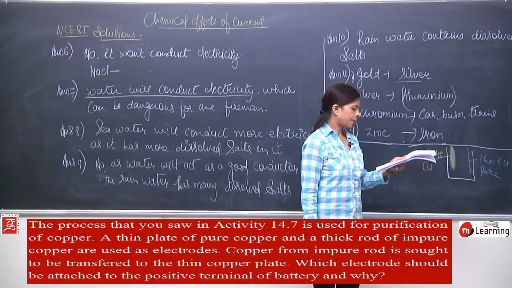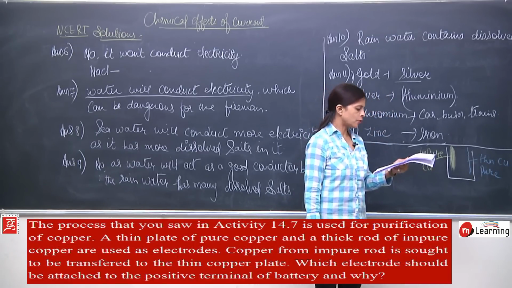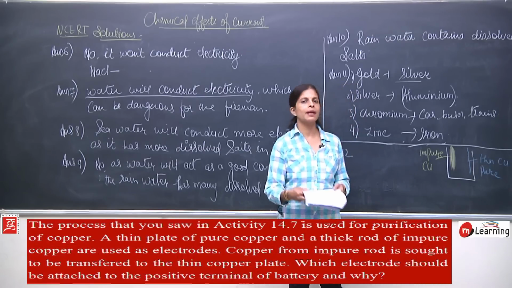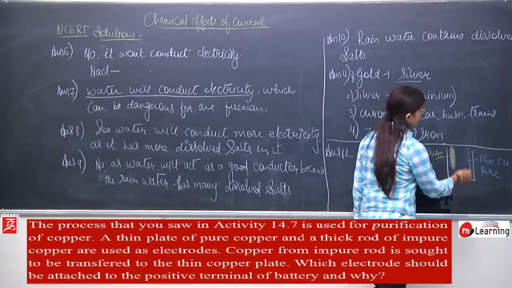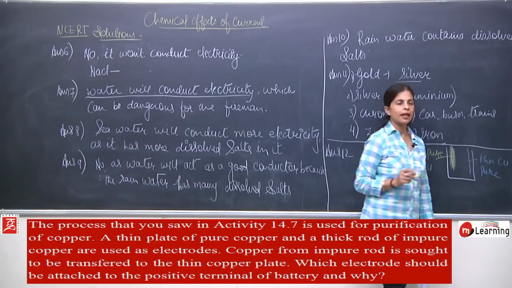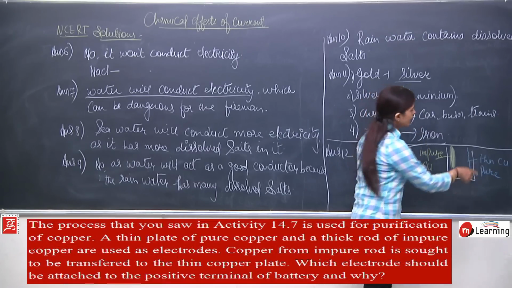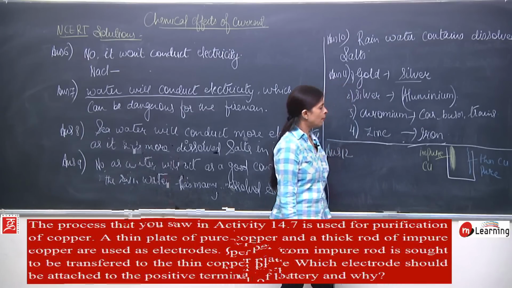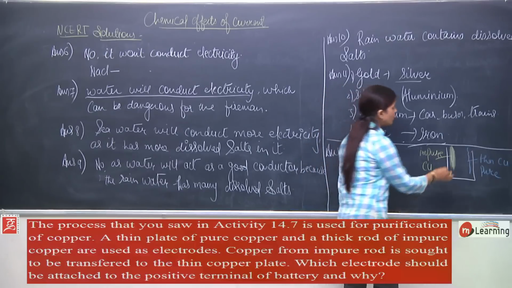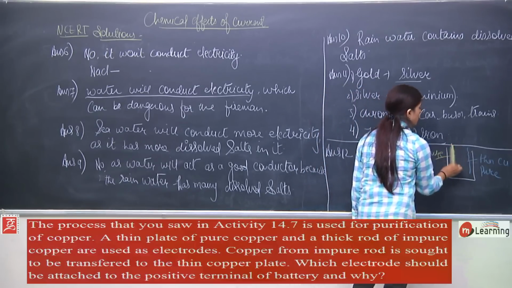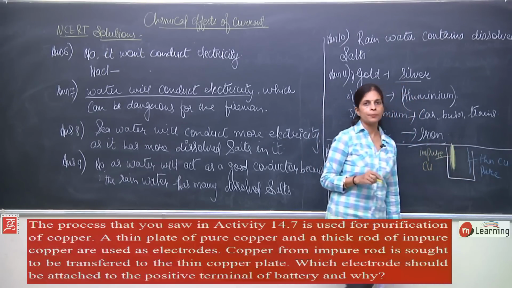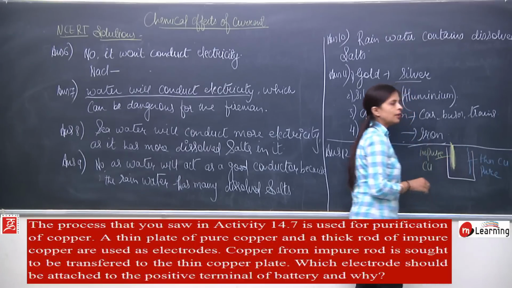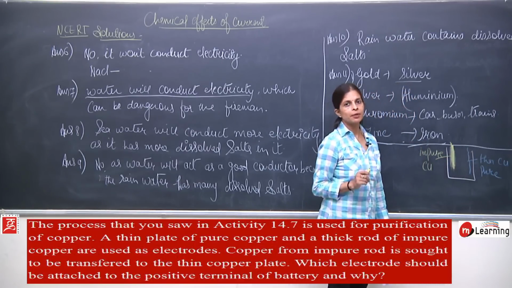Now, copper from the impure rod is to be transferred to the thin copper plate. Which electrode should be attached to the positive terminal of the battery and why? Here, this is a thin copper plate, and it is pure. Here this one is impure copper but it is thick. They want the copper to move from the impure rod and get deposited on the pure plate. They are asking which one should be the negative and which one the positive terminal.